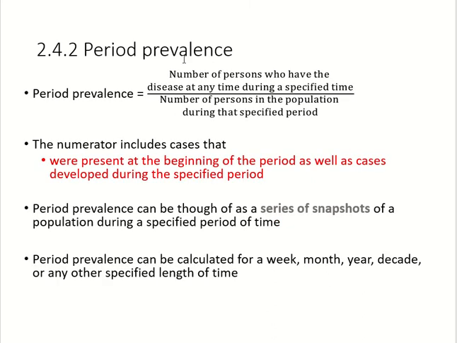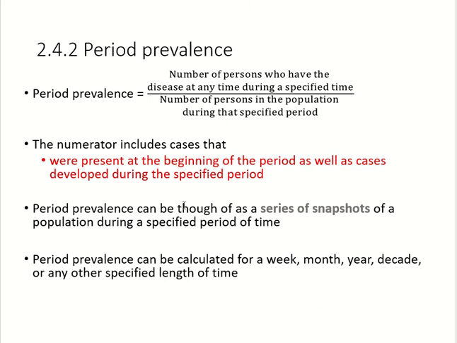Whereas for period prevalence, you're going to look at a longer period of time. So it's the number of persons who have the disease at any time during a specific period, divided by the number of persons in the population during that specific period. Okay, so anybody who contributes to that specific period of time is accounted for. The numerator includes cases that were present at the beginning of the period as well as cases that developed during the specific period of time.